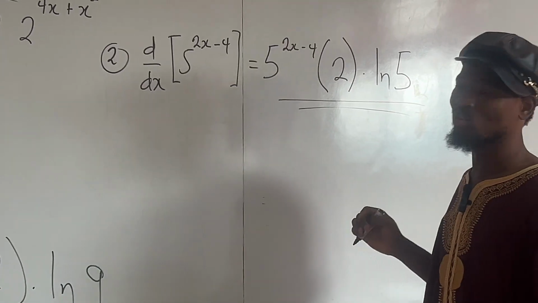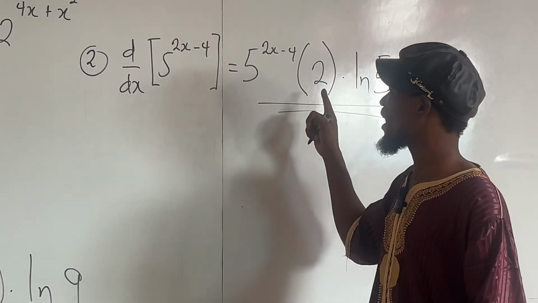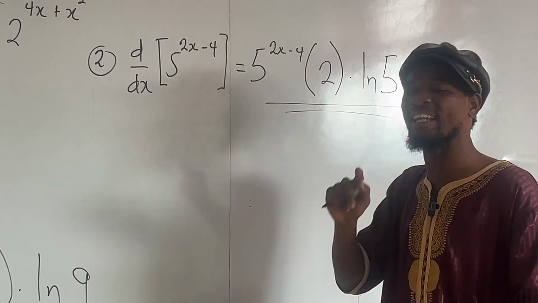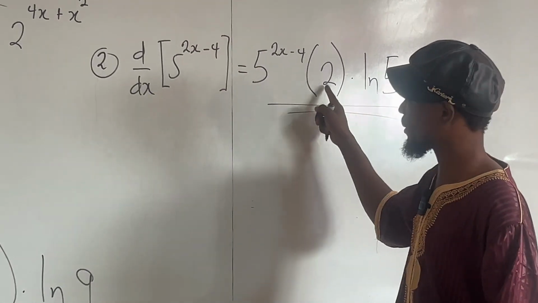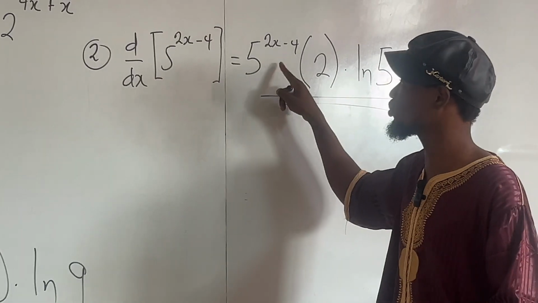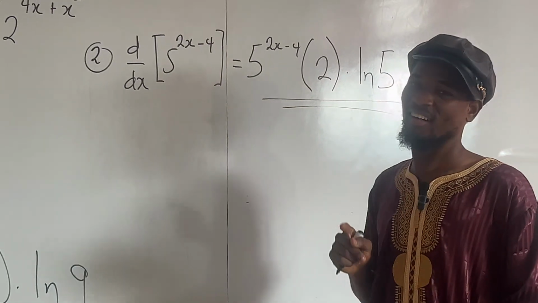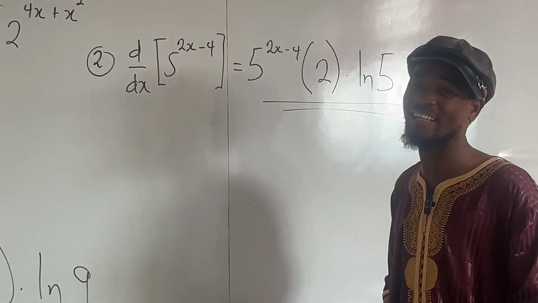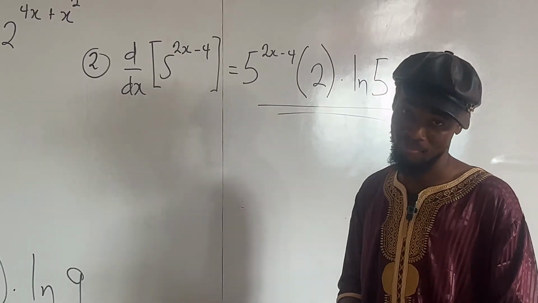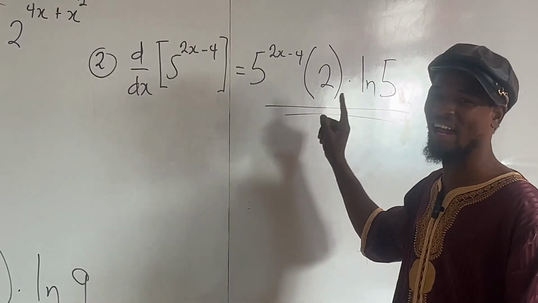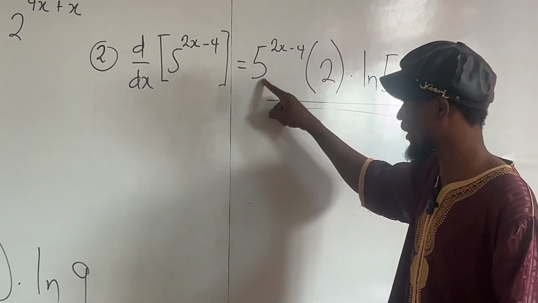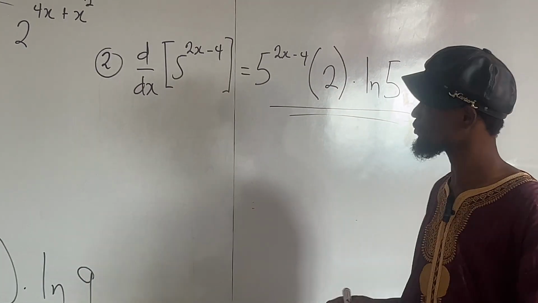Viewers, this will be an error, in other words, the deadly sins in mathematics. If you multiply 2 by 5 to get 10 to the power 2x minus 4, that will be wrong, and this is a deadly sin in math. So viewers, don't attempt to multiply this by that or by that.